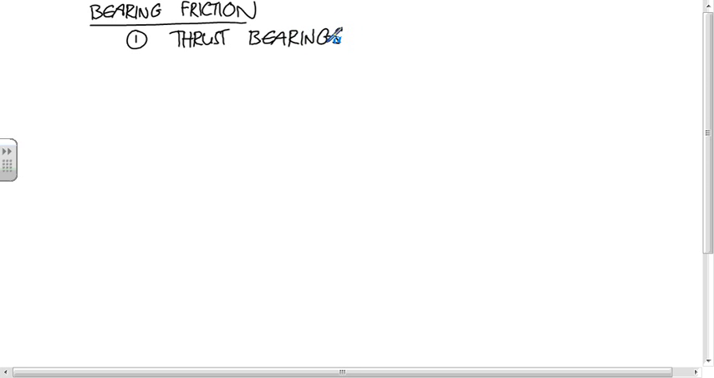Can you think of a physical example of thrust bearing friction? Well, I was going to say the clutch of a car is like that. Yeah, you're probably right.